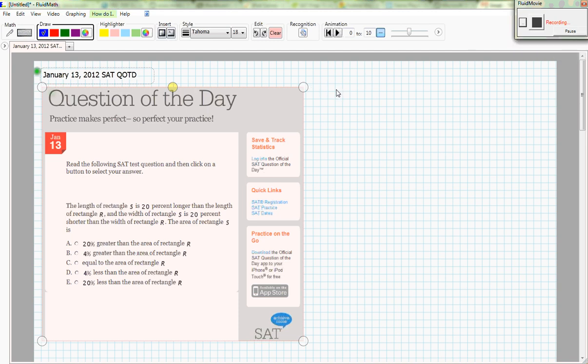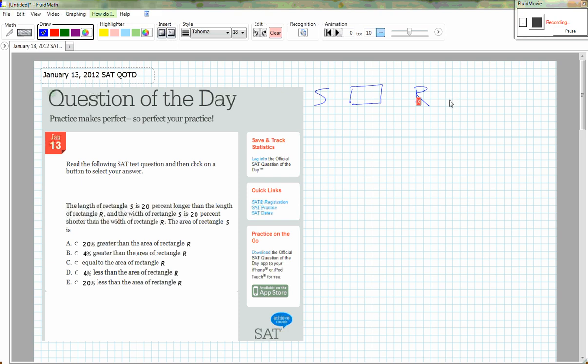Okay, this was the January 13th, 2012 SAT question of the day email. The length of a rectangle S is 20% longer than the length of rectangle R. So two rectangles, S and R. And the width of rectangle S is 20% shorter than the width of rectangle R. The area of rectangle S is, and you can see the choices.